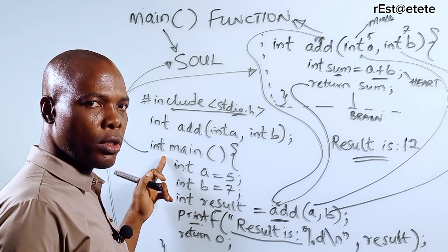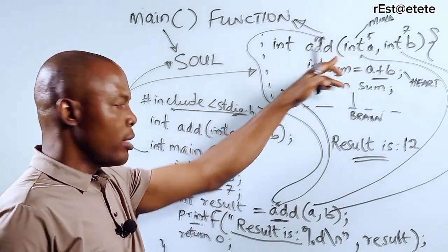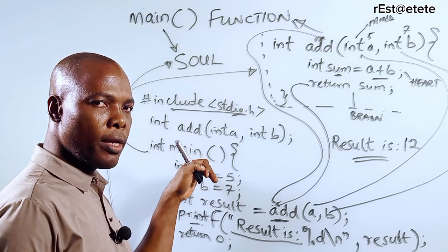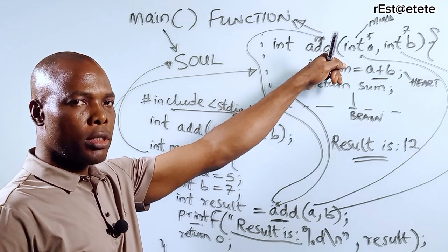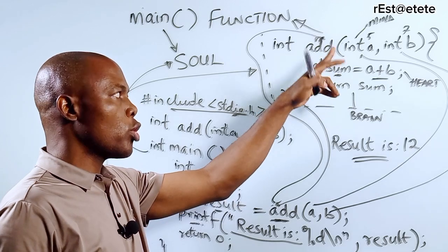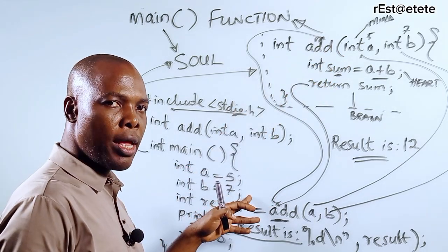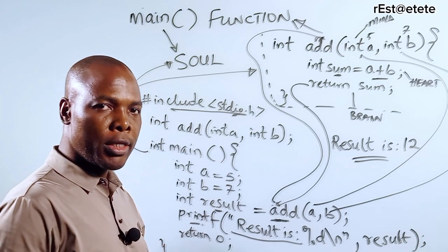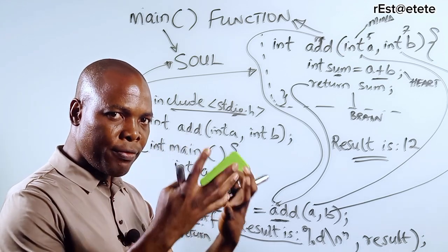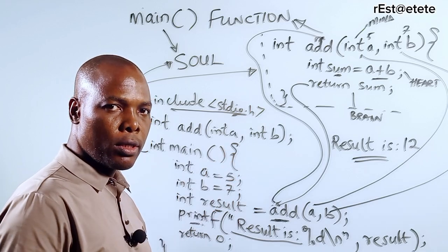Without this main function, you cannot access this function. So this main function is the soul that is calling the thought and then supplying parameters to it. So this thought will now work on it, and the output will be returned back to the soul and then displayed on the screen, which will now become what? An observed reality. That is how it works.